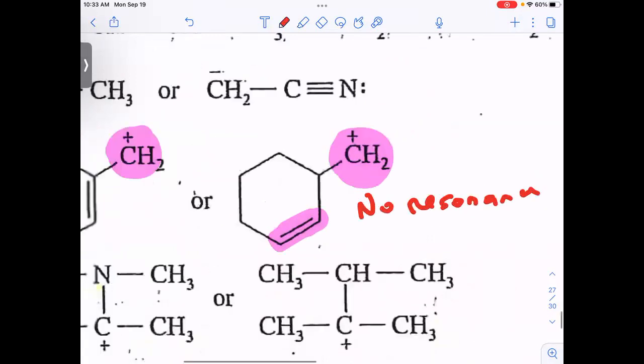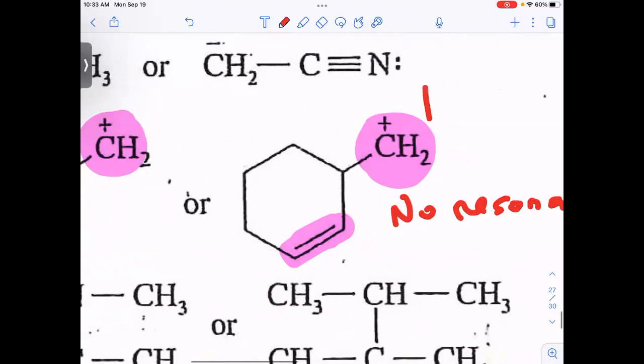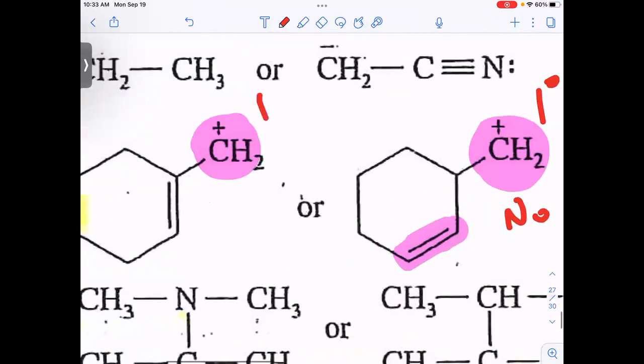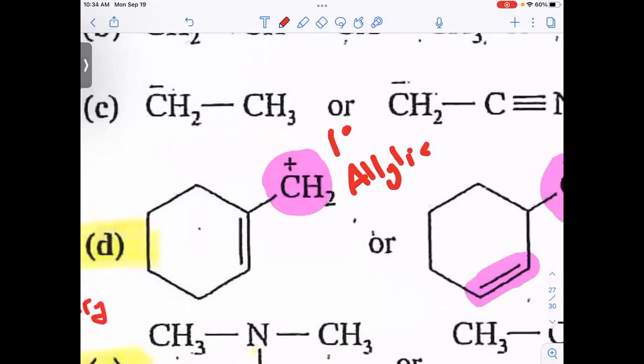What about over here? This is also primary, but what's the difference? How close is the double bond? The double bond is adjacent to it, so now it's allylic. And if it's allylic, what can it do that the other one cannot do? Resonance. It can do resonance. This is an allylic cation.